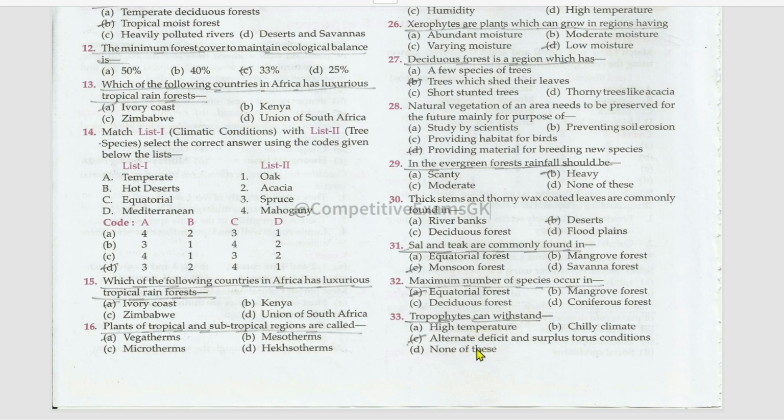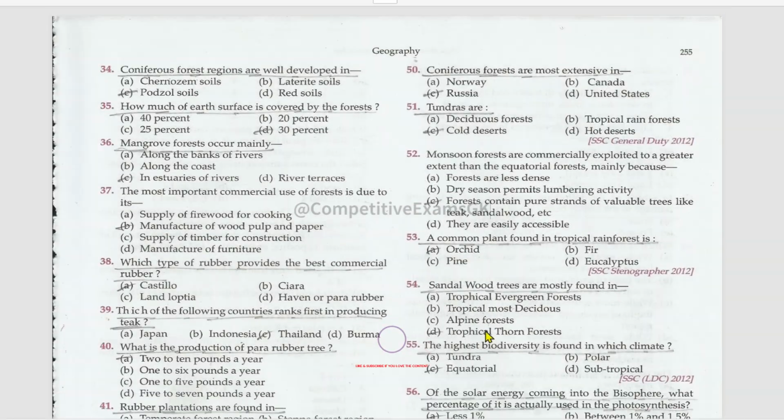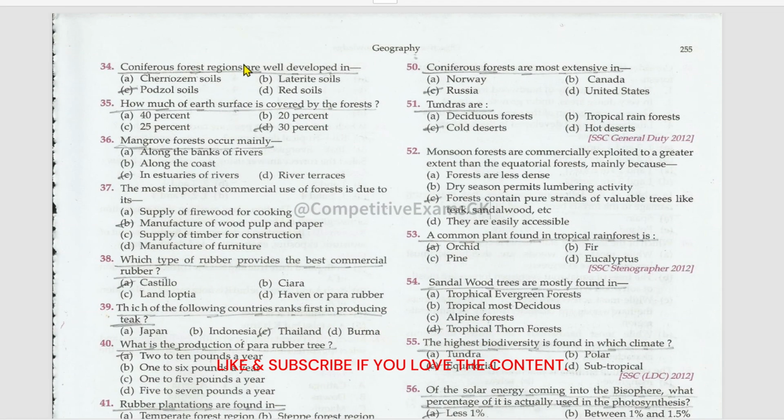Tropophytes can withstand alternate deficit and surplus moisture conditions. Coniferous forest regions are well developed in podzol soils. How much of Earth's surface is covered by the forest? That is 30%. Mangrove forests occur mainly in estuaries of rivers. The most important commercial use of forests is the manufacture of wood pulp and paper.